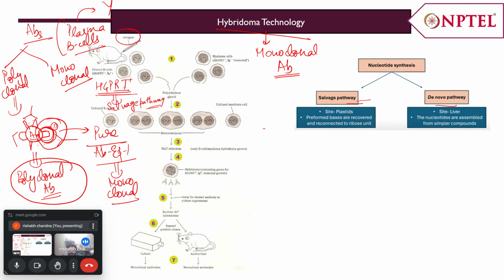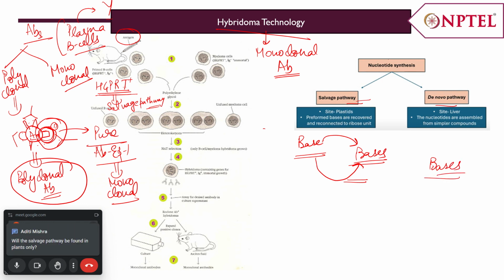In case of the salvage pathway, we have the original bases, and using those bases we degrade them and form new bases out of those that can be used inside our body. So these are the preformed bases, and they are recovered to form the new bases. In case of the de novo pathway, salvage and de novo, both pathways are found in plants and animals.